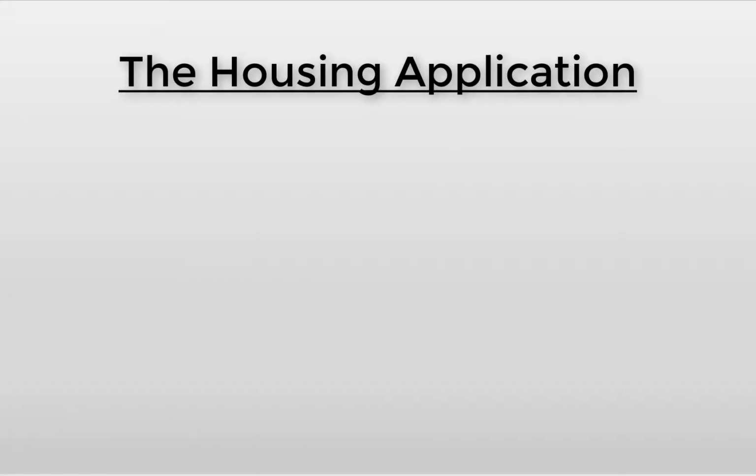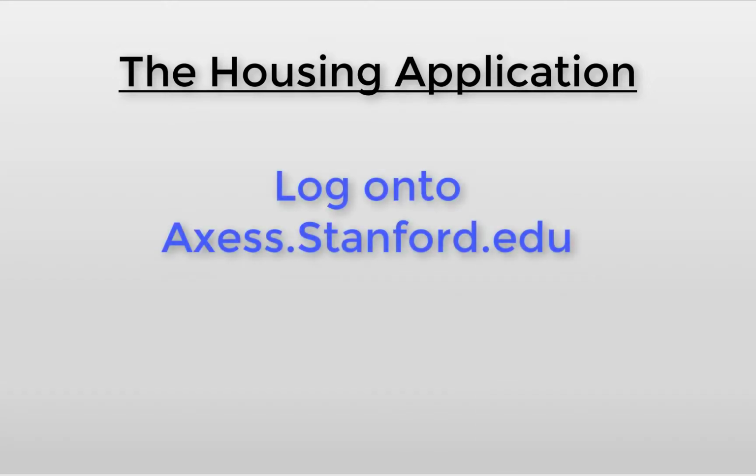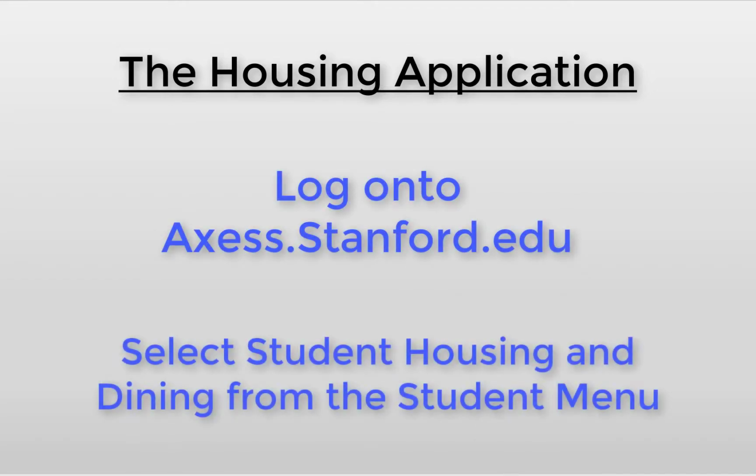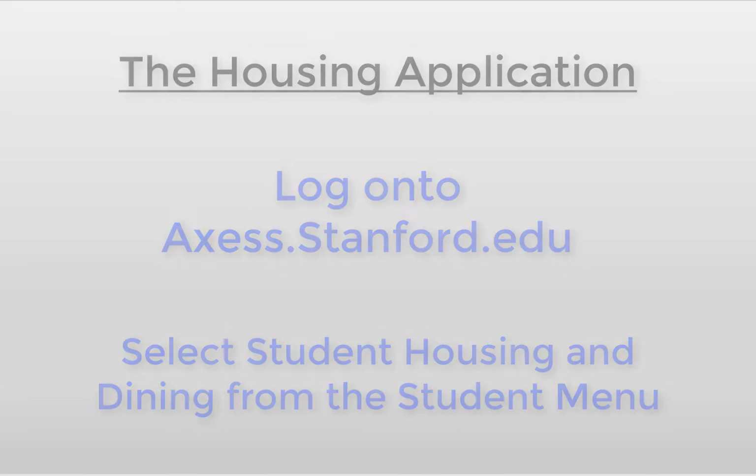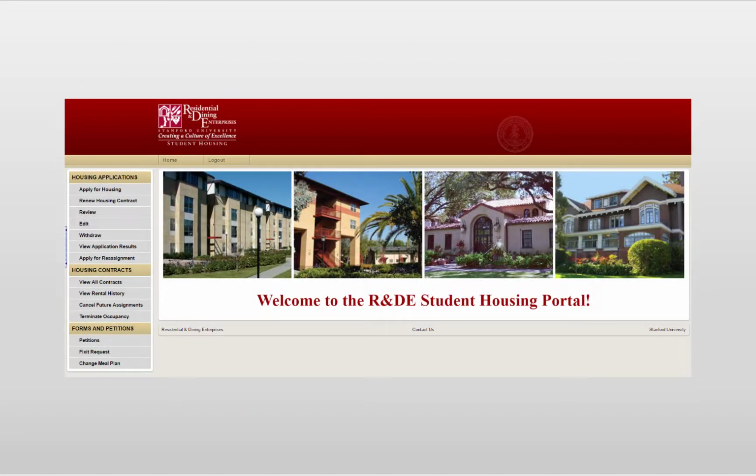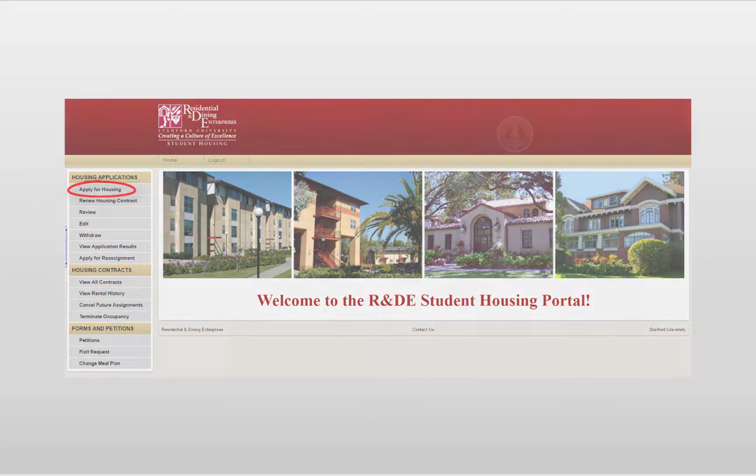In this video we're going to walk through the draw application. In order to take part in the annual housing draw, you need to file a housing application in Access. Log on to Access and select Student Housing and Dining from the Student drop-down menu. Once inside the housing portal, select Apply for Housing on the left-hand side. This will take you to the housing application.